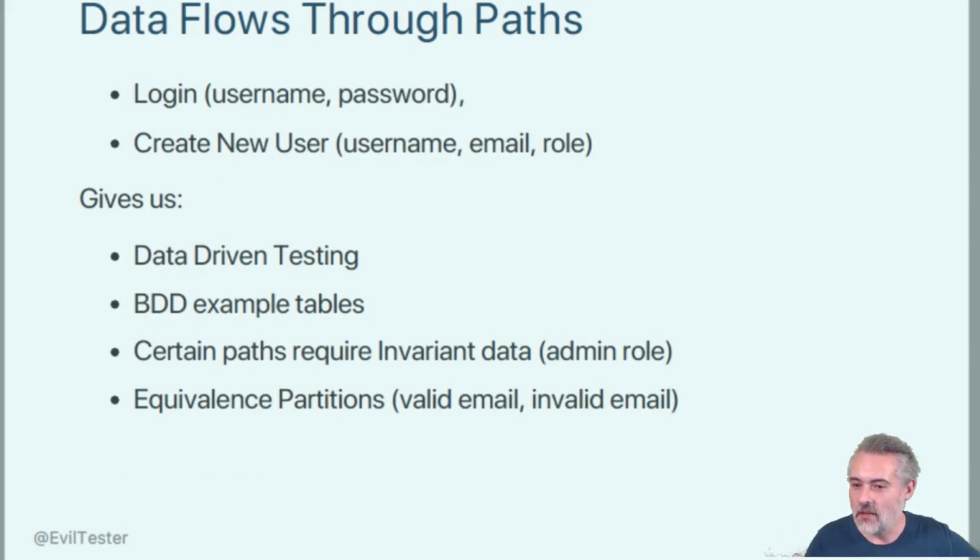I should really have diagrams for this because it's kind of graphic, but I'm trying to explain it, so hopefully you can visualize it. Now the data flows through this. So if I've got two steps, a login step and a create a new user step, we've got data for the username and password for the login, then we're creating a user that has a username and an email and a particular role. This leads us on to data-driven testing, because we can create a set of data which we feed through this path to then have it cover multiple conditions.